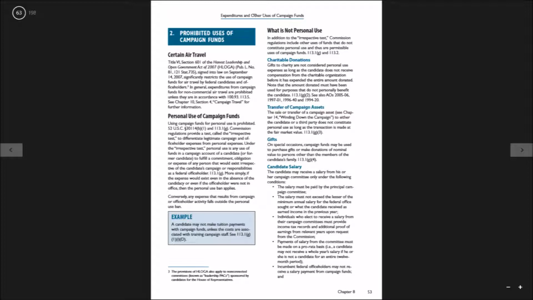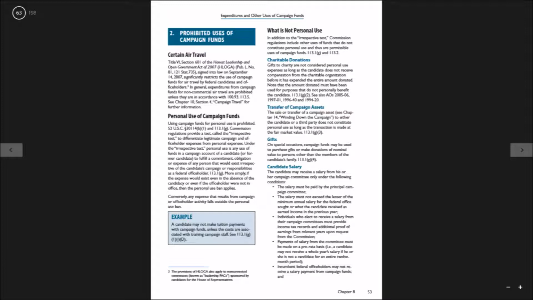Prohibited use of campaign funds. Certain air travel. Title 6, Section 601 of the Honest Leadership and Open Government Act of 2007. They bothered to even name it that. Anyway. Signed into law on September 14, 2007, it significantly restricts the use of campaign funds for air travel by federal candidates and office holders. In general, expenditures from campaign funds for non-commercial air travel are prohibited unless they are in accordance with, see Chapter 10, Section 4, Campaign Travel for further information.